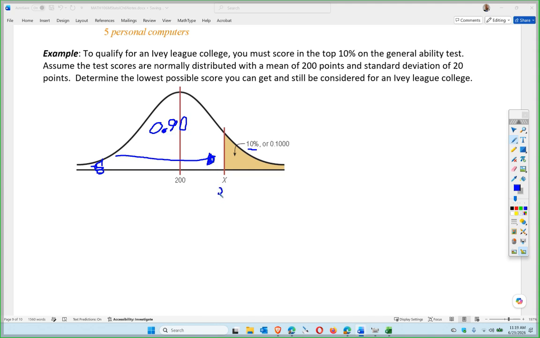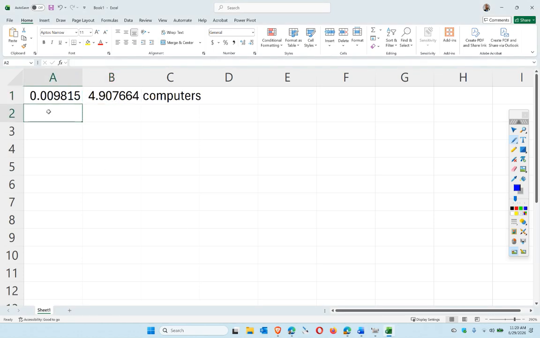So this is actually some number of points. As to what that z-score is, we don't really care. We want to invert this area back to an actual value. So we're going to do normal dot inverse. We're going to take the 90% and invert it back to an actual value. The mean is 200 and the deviation is 20 points.